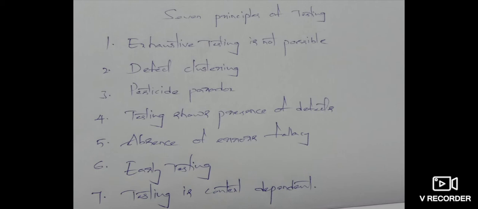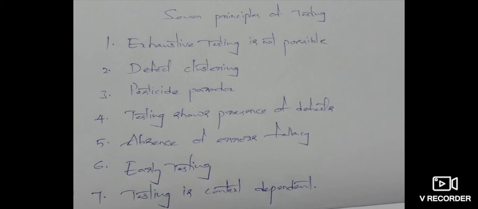And the third one is pesticide paradox. Pesticide paradox means suppose we have a test case. If you execute the same test case again and again on a software application, the same test case cannot find new defects if you execute it multiple times. That is pesticide paradox. So we have to review test cases frequently and update them to find new defects. That is the third principle of software testing.